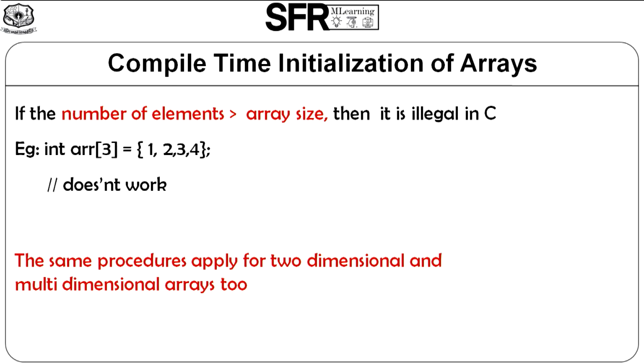But if the number of elements is greater than the array size, then it is not allowed in C, that is, it is illegal in C. For example, if I declared a size 3 array but try to initialize 4 values, it will generate an error. Likewise, for 2-dimensional, 3-dimensional or multi-dimensional arrays too, we can initialize the array values during compile time.